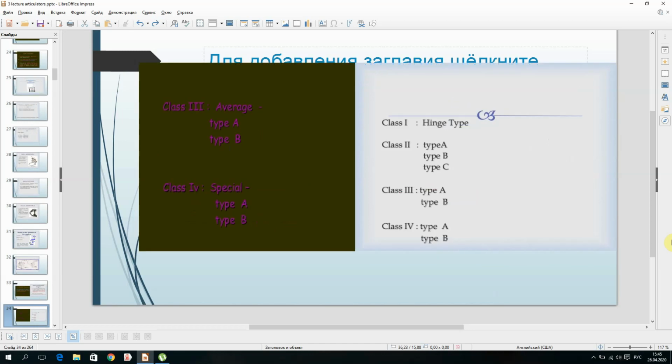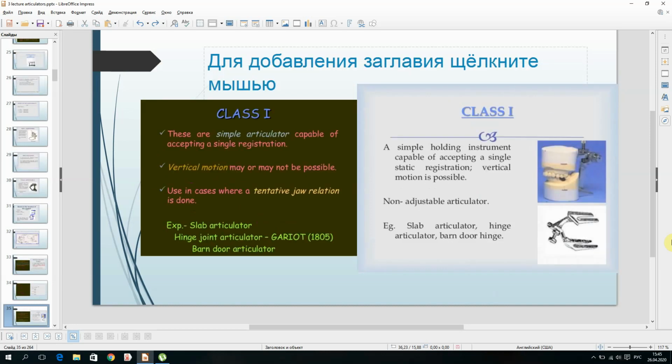Consist 4 classes. Class 1: a simple holding instrument capable of accepting a single static registration. Vertical motion is possible. Non-adjustable articulator.